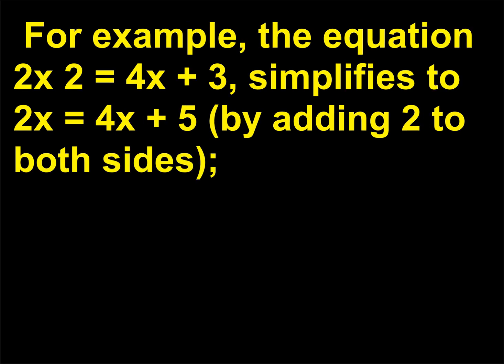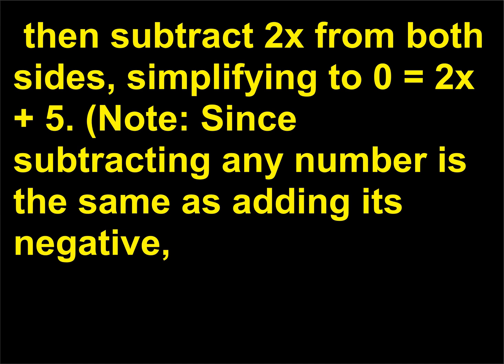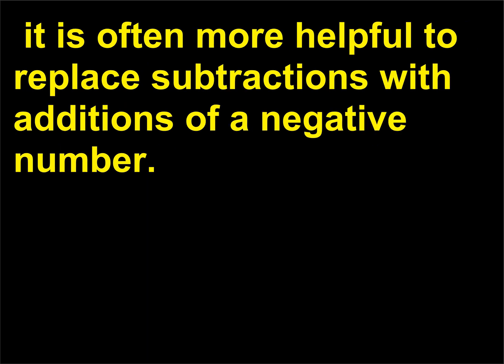For example, the equation 2x minus 2 equals 4x plus 3 simplifies to 2x equals 4x plus 5 by adding 2 to both sides. Then subtract 2x from both sides, simplifying to 0 equals 2x plus 5. Note, since subtracting any number is the same as adding its negative, it is often more helpful to replace subtractions with additions of a negative number.